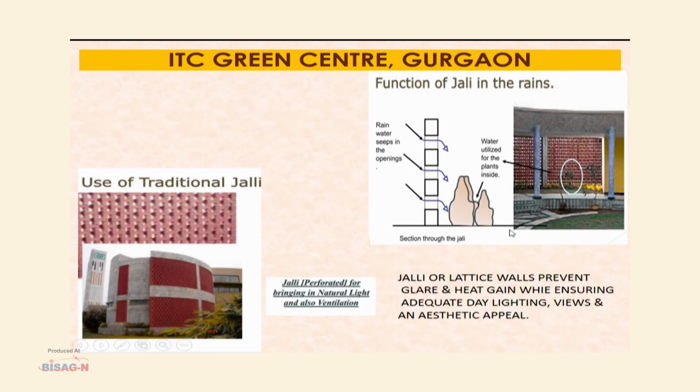Now coming to ITC Green Center, Gurgaon. This is characterized by the use of traditional jalis. These jalis are lattice walls. They prevent the glare and heat while ensuring adequate daylighting and view, and also give an aesthetic appeal. They also have greenery planted next to this wall so that the rainwater seeps in through these openings and through which these plants get nourished.